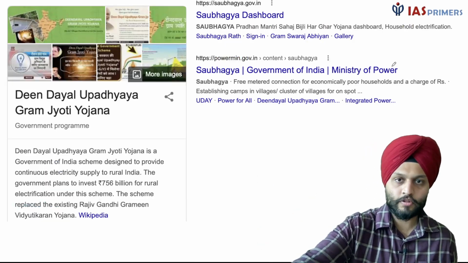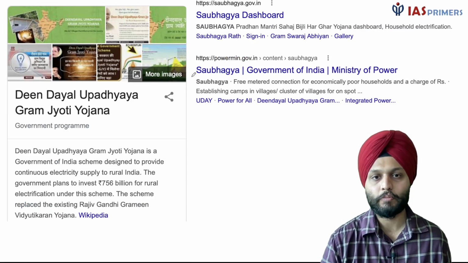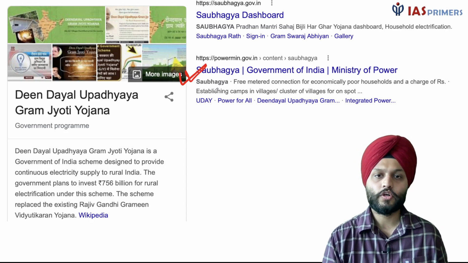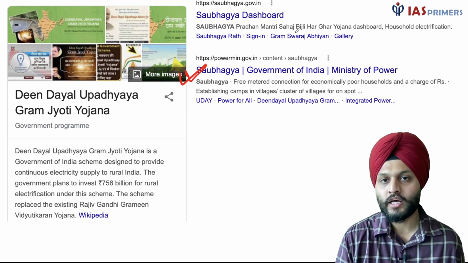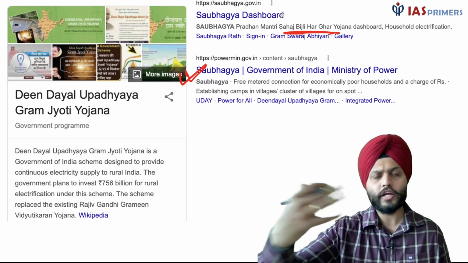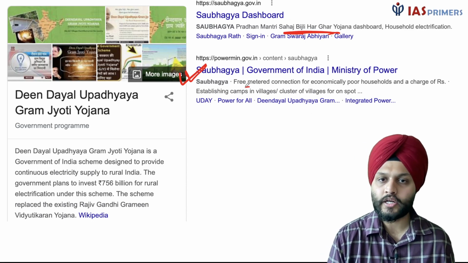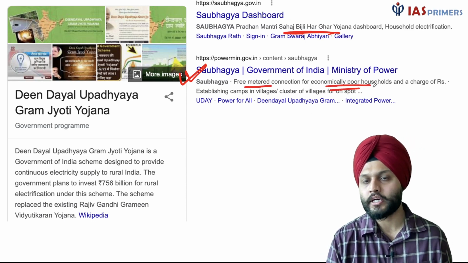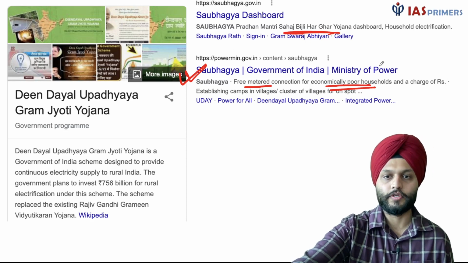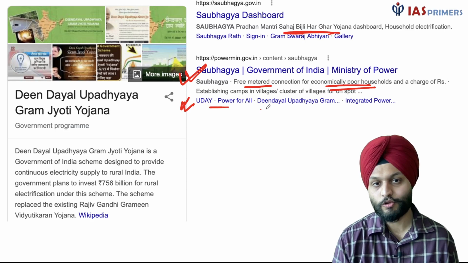For this purpose, the government had introduced a scheme known as Saubhagya. And I'm telling all of you this for prelims, please. Saubhagya. So what does Saubhagya do? The objective is to provide Sahaj Bijli Har Ghar Yojana. Right? Har Ghar, every house should get electricity. So free metered connections will be provided for economically poorer households. Okay, so this is there. Oh, by the way, notice this. We have a lot of other additional information also.